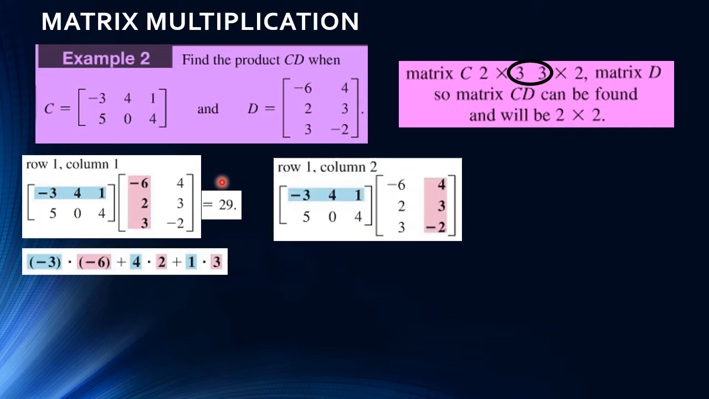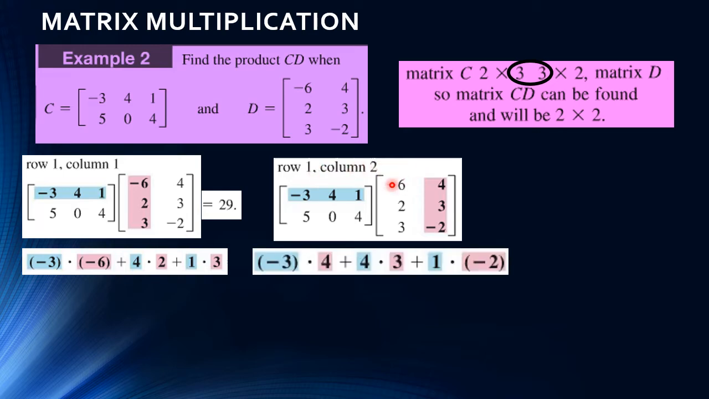For the second entry, row 1, column 2, we're going to do the same thing. Here we're going to take the first row of matrix C times the second column of matrix D, which will give us the answer matrix in position 1, 2. Again, -3 times 4 plus 4 times 3 plus 1 times -2. Make sure you do the multiplication.